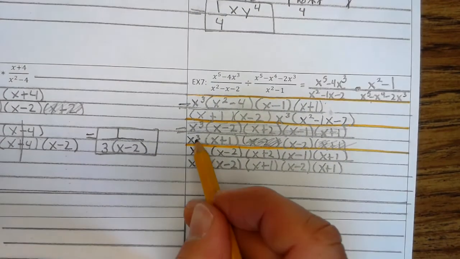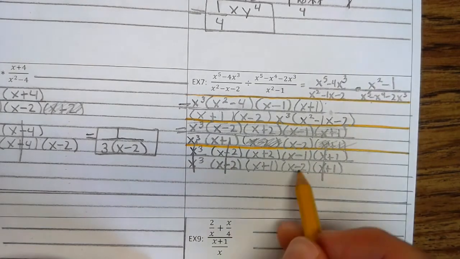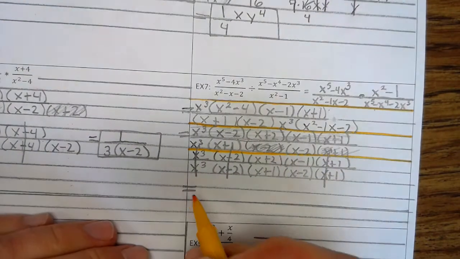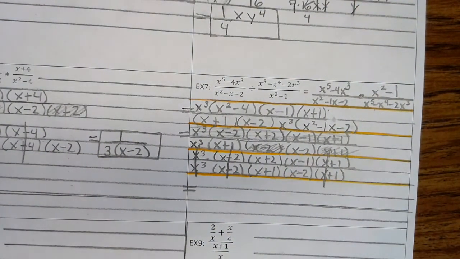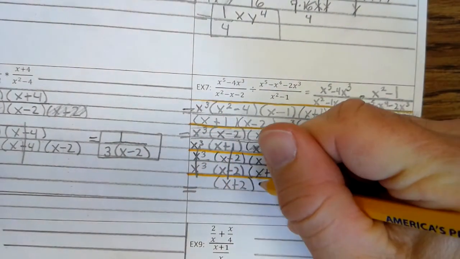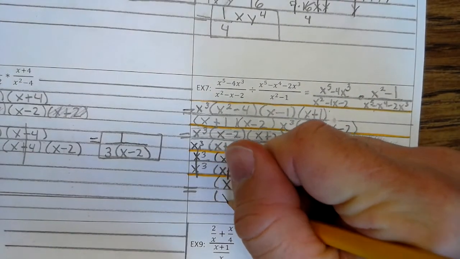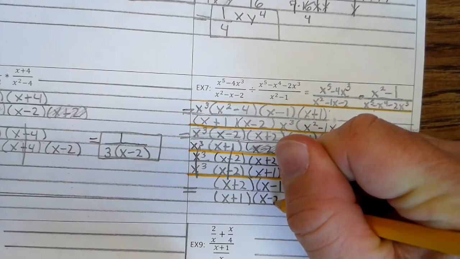Okay. So now we know that this becomes 1. This becomes 1. That becomes 1. We're left with this. So that equals x plus 2 times x minus 1 divided by x plus 1 times x minus 2.